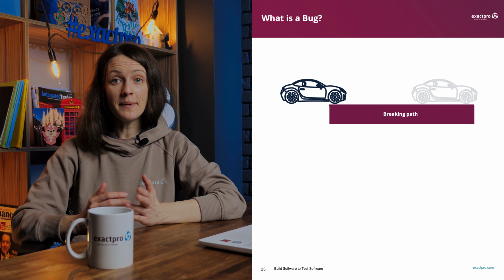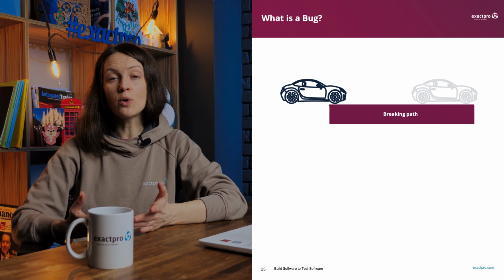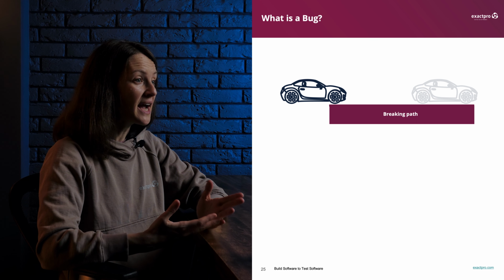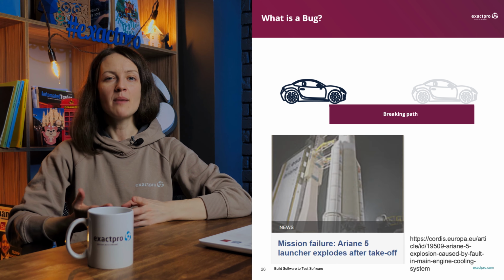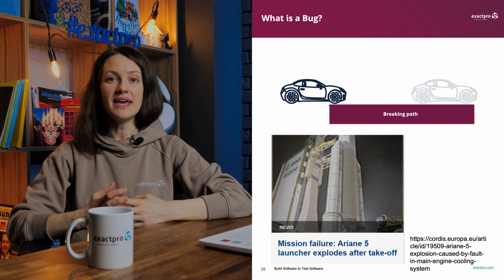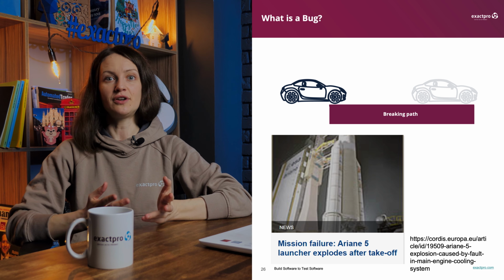This defect may remain dormant if the car travels at a speed of 65 kilometers per hour or lower. But if the driver accelerates beyond that, it will lead to a failure. A similar problem led to the explosion of the Ariane 5 space rocket, one of the costliest software defects ever.